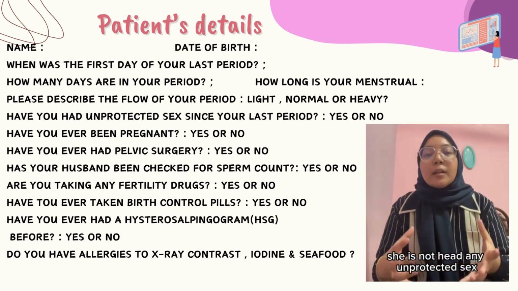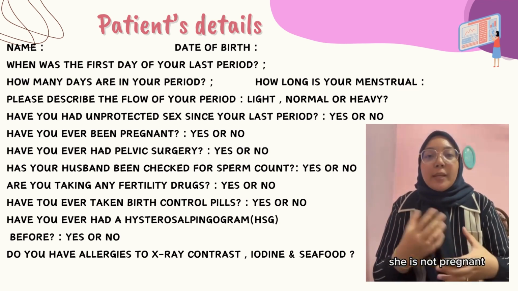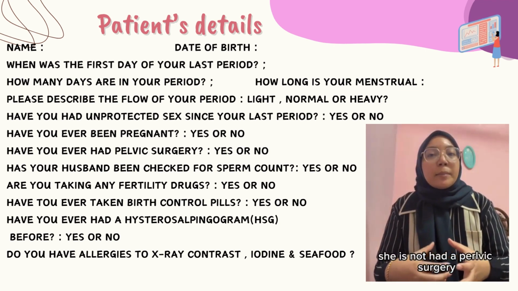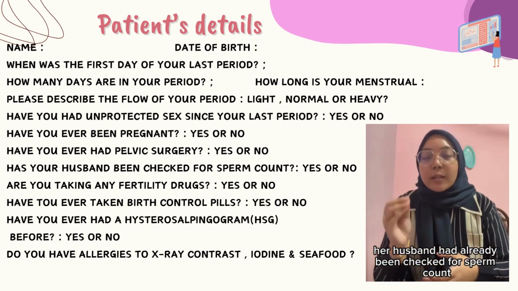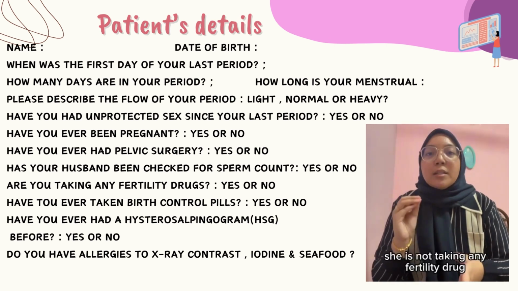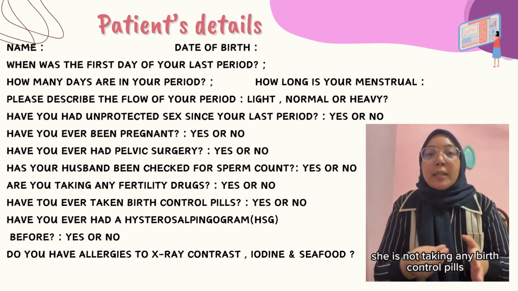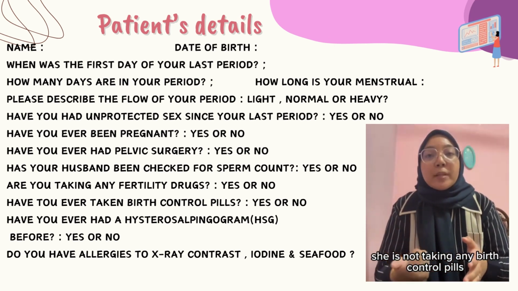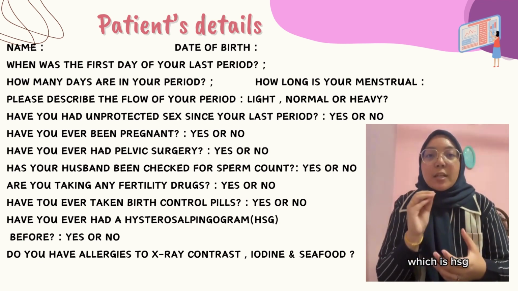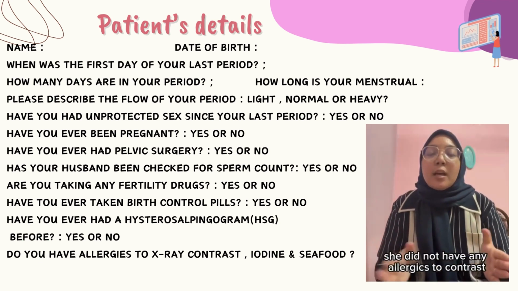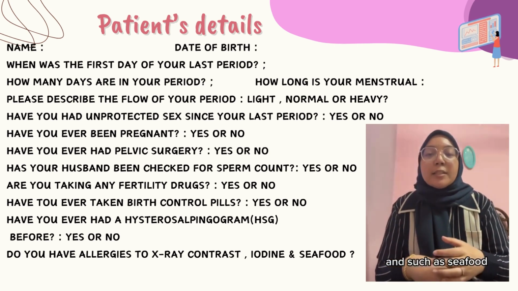She has not had unprotected sex since her last period. She is not pregnant. She has not had a pelvic surgery. Her husband had already been checked for sperm count. She is not taking any fertility drug. She is not taking any birth control pills. This is her first time to do hysterosalpingography, which is HSG. And last but not least, she does not have any allergies to contrast, such as seafood.